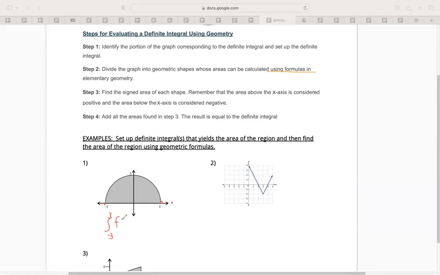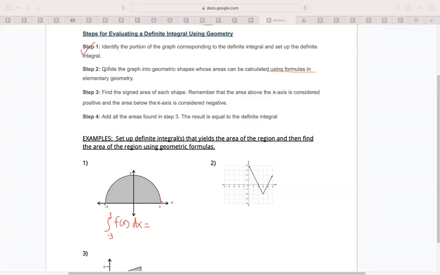We don't know the actual formula for the function of this curve, but what we're going to do is find the integral, or the area under the curve, from 3 to -3 of this function. Okay, so that is step number one we have done: set up the definite integral and understand what portions we're doing.